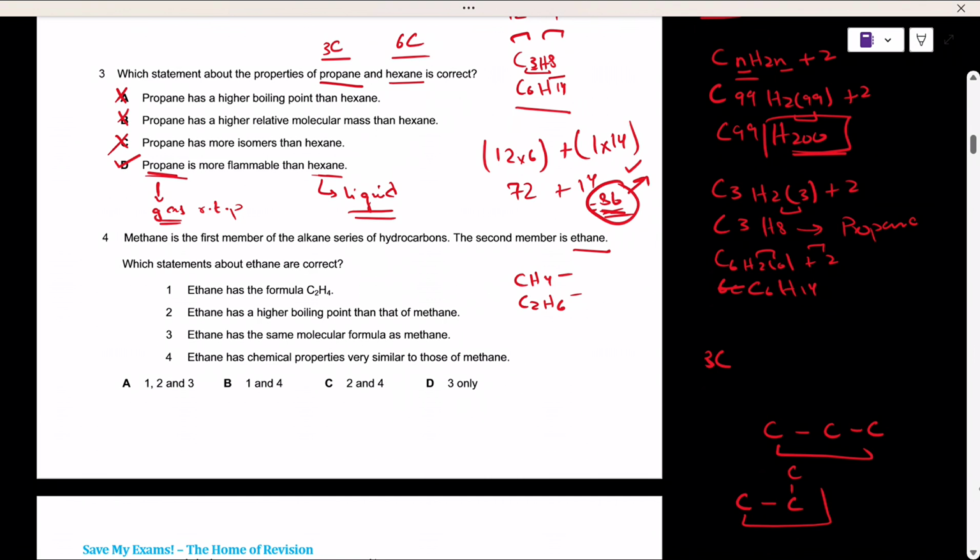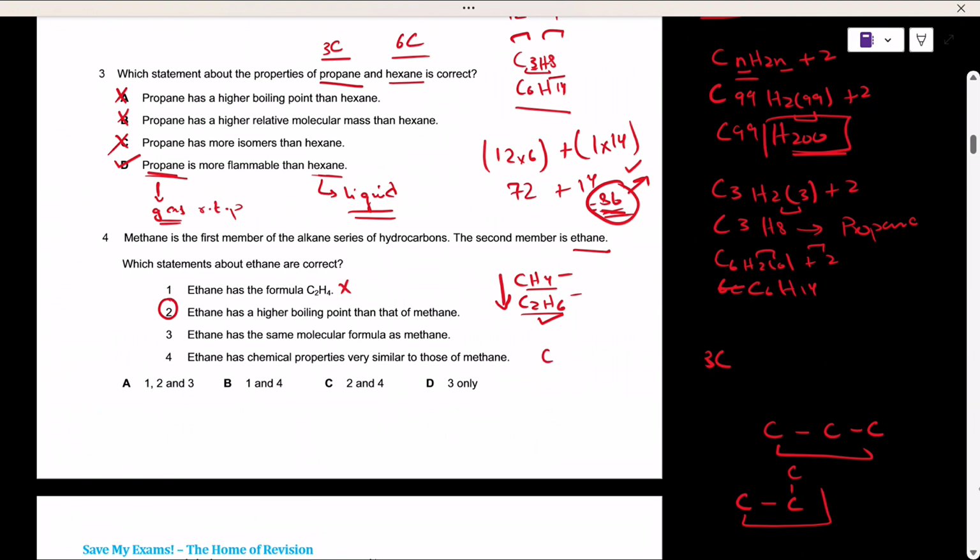Ethane has the formula C2H4, that is not correct. Ethane does not have the formula C2H4, it has the formula C2H6. Ethane has a higher boiling point than that of methane. Yes, that is true. Why? Because as we go down the series, the boiling point and the melting point increase. So 2 is correct. Ethane has the same molecular formula as methane. That is also not correct, because this is the molecular formula for methane and this is the molecular formula for ethane.